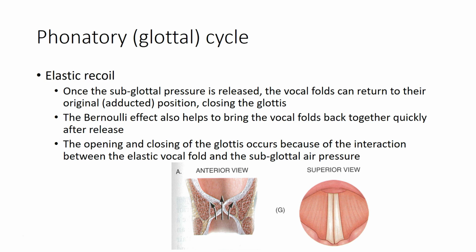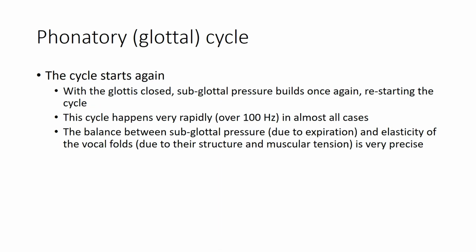So we have a cycle of opening and closing of the glottis because of the interaction between the elastic vocal fold being held adducted by muscles and the subglottal air pressure pushing that elastic vocal fold open. And then the cycle starts again. Once the glottis is closed, air pressure begins to build, and the cycle starts over. This cycle happens very rapidly, so more than 100 times per second in almost all cases. And we have a very precise balance between subglottal pressure coming from expiration and elasticity of the vocal folds due to their structure and how they're held closed by muscular tension.